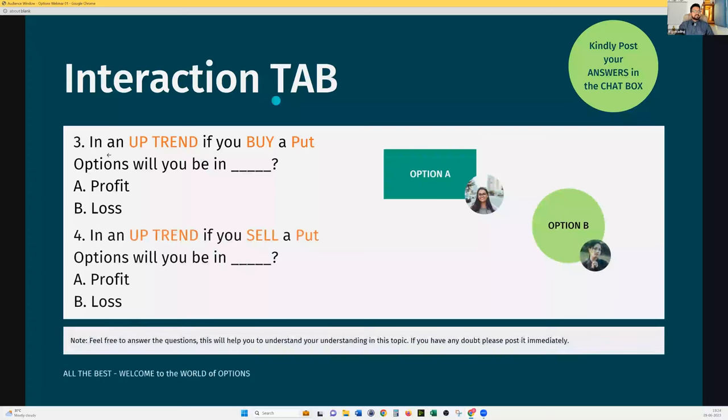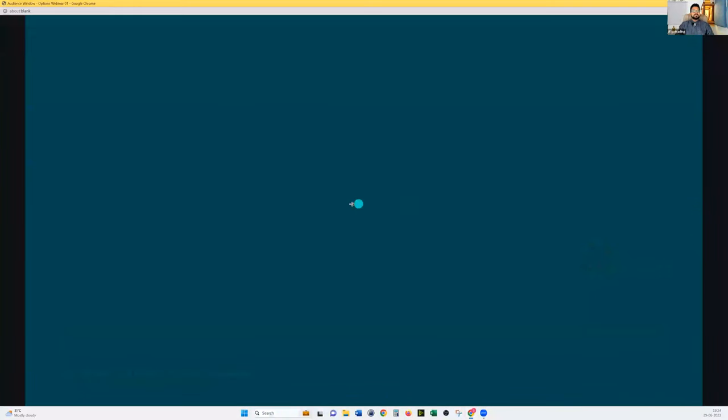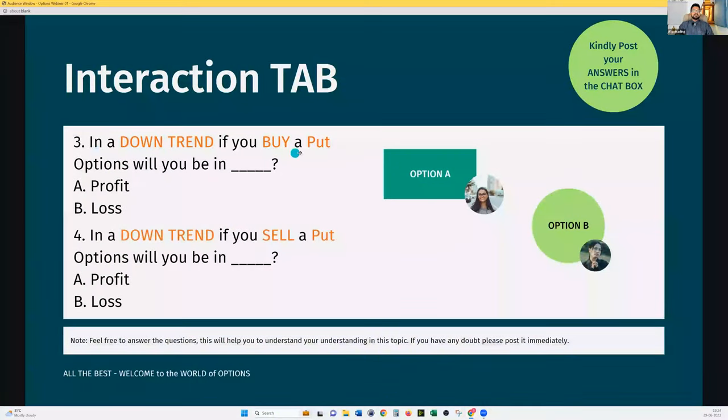In the interaction tab, the next question is, in an uptrend, if you buy a put option, you'll be in dash. In an uptrend, if you buy a put option, you'll be in loss. Okay. Now in an uptrend, if you sell a put option, you'll be in profit. Okay. That's good. Superb. Okay. In a downtrend, if you buy a put option, you'll be in dash. In a downtrend, if you buy a put option, you'll be in profit.